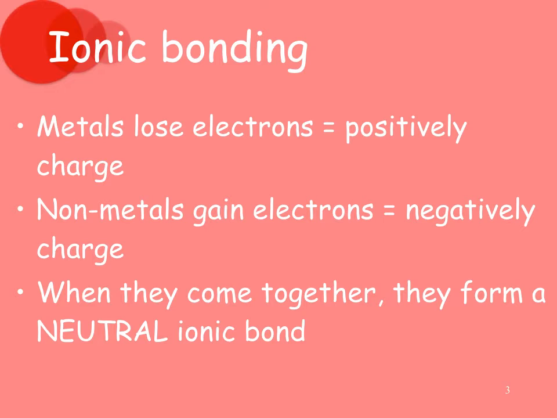The metals will lose electrons and become positively charged. The nonmetals will gain electrons and become negatively charged. So the left element will be positive, it's a metal. The right element will be negative, the nonmetal. When they come together, they form a neutral ionic bond, meaning their charges have to equal 0 when these two items form together or make their bond.